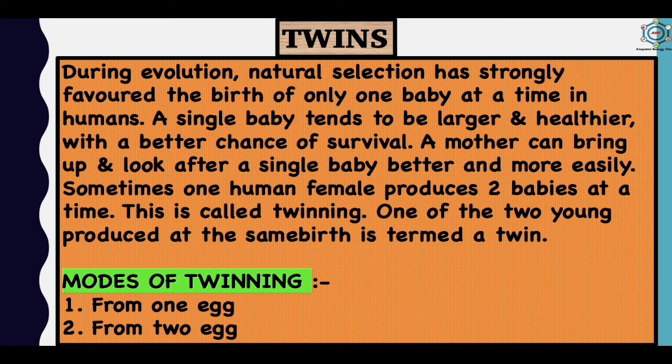And the second is from two eggs. In this case, at times the two eggs, one from each ovary, may be released simultaneously and both are fertilized each by a separate sperm. Each zygote develops into a young one, and such young ones are genetically different because each receives genes from a separate egg and a separate sperm. They may be of the same or the different sexes. They are called non-identical or fraternal twins, and they are now called two-egg or dizygotic twins as they arise from the two zygotes.